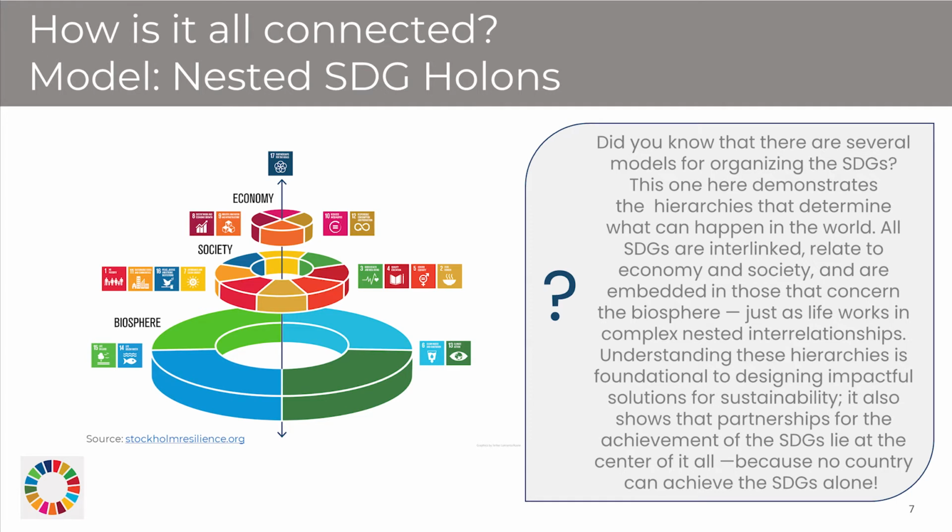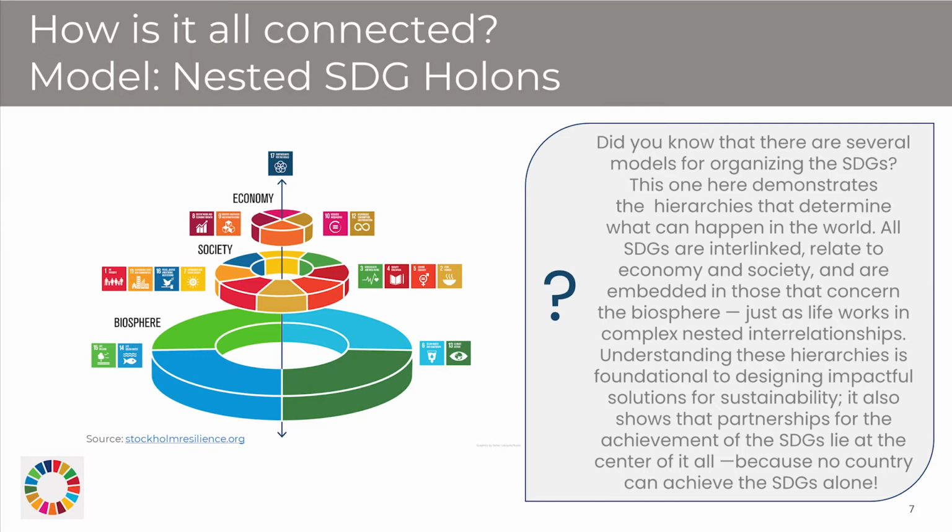So how does all this hang together? Here's a very nice model, a nested SDG Holons model from the Stockholm Resilience Centre. There is more than one model around for thinking about how the SDGs work together and how all these levels of work that we need to do interconnect. This one in particular shows the natural hierarchy. So you can see here that the biosphere is at the bottom. These are the conditions on planet Earth that we all need to adhere to in order to have life continue as we know it for all living beings.